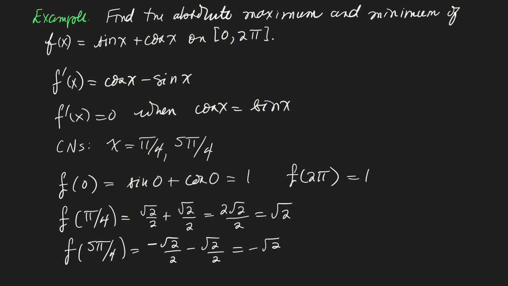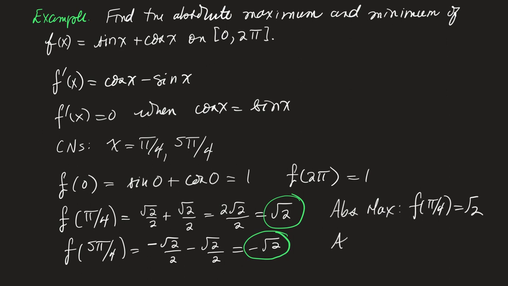So now I consider all values. So I've got 1, I've got root 2, and I've got minus root 2. And the largest of these is root 2, and the smallest is minus root 2. So that tells me that my absolute max is f of pi over 4, which is root 2, and my absolute min, which is the smallest of the values I found, is f of 5 pi over 4, which is minus root 2.